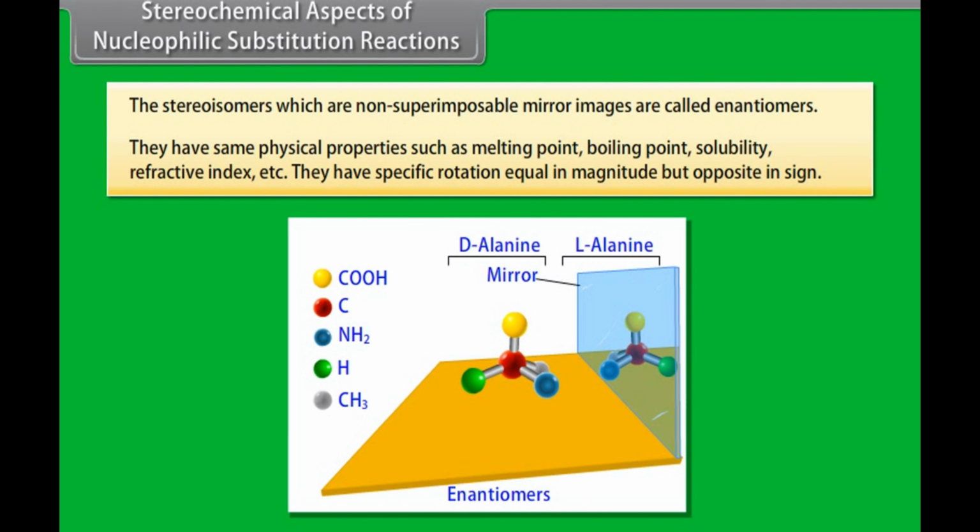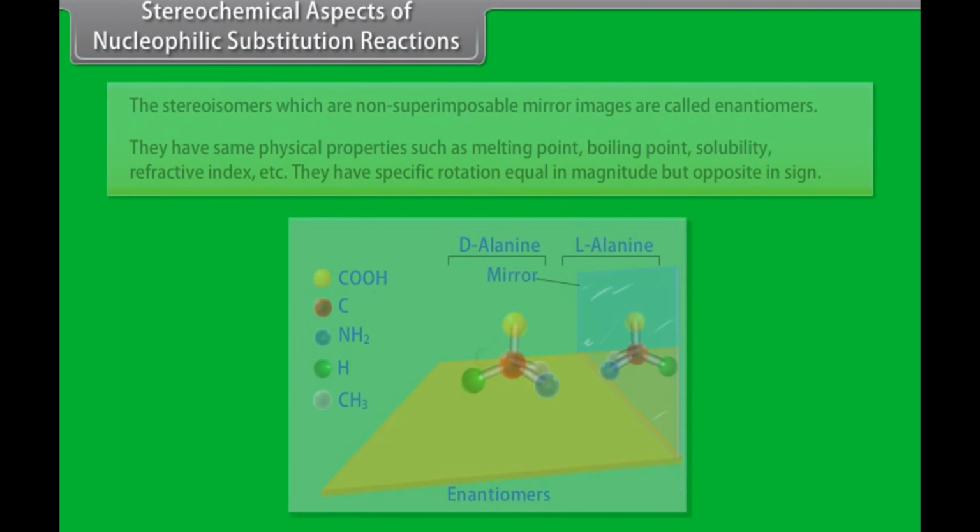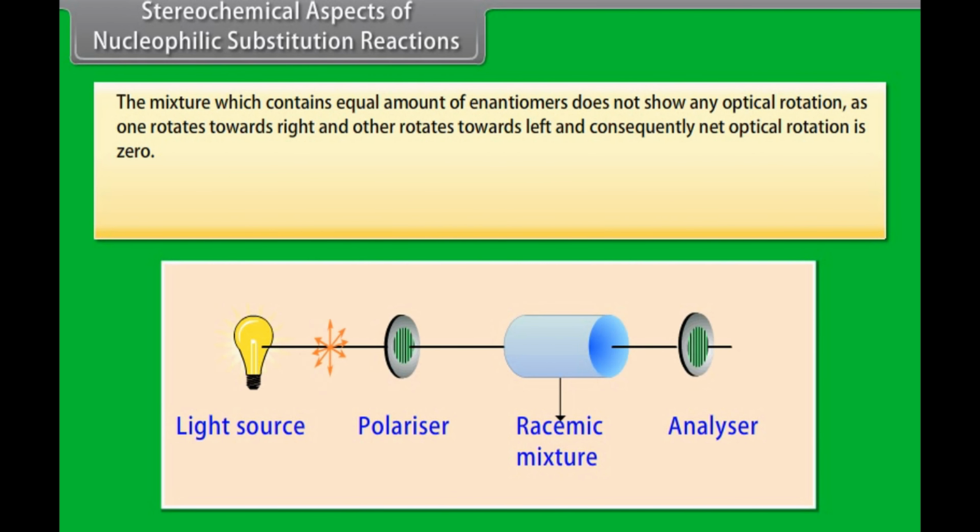They have the same physical properties such as melting point, boiling point, solubility, refractive index, etc. They have specific rotation equal in magnitude but opposite in sign. The mixture which contains equal amounts of enantiomers does not show any optical rotation, as one rotates towards right and the other rotates towards left, and consequently the net optical rotation is zero.